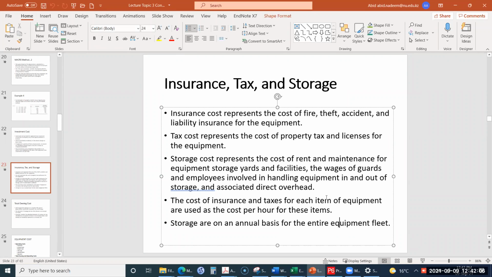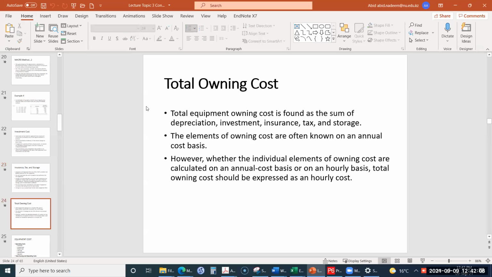Normally it happens like that. Next is the total owning cost. So up to now, we were only talking about the owning cost. That means how we can own that equipment. We need to consider the depreciation cost, investment cost, the cost of insurance, taxes, and the storage. So if we sum up all these values, then we can get the total owning cost.